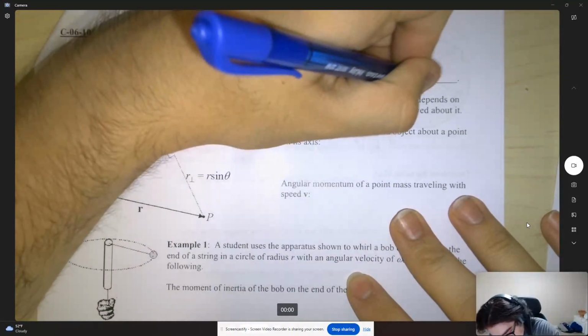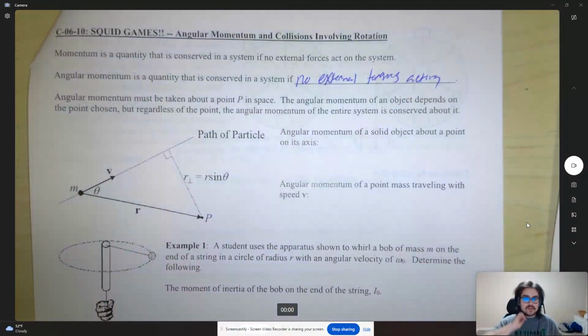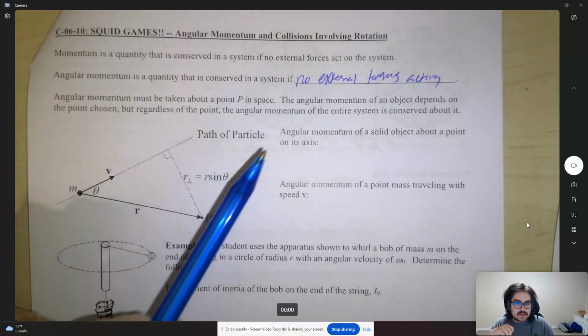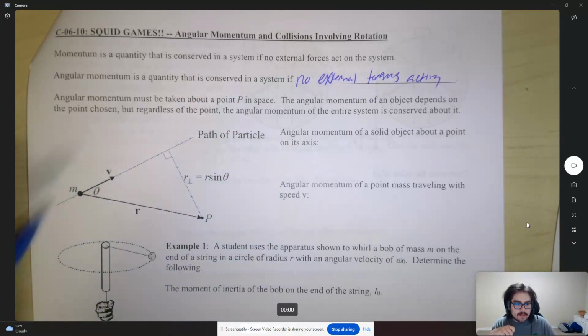So if there are no external torques acting, then angular momentum is conserved. We must take it about some point P in space. Angular momentum depends on the point chosen, but regardless of the point, angular momentum is always conserved about that point, no matter where that point is or where you decide to move it.